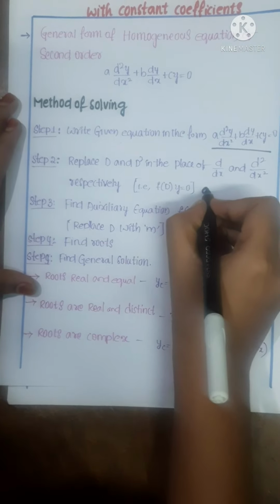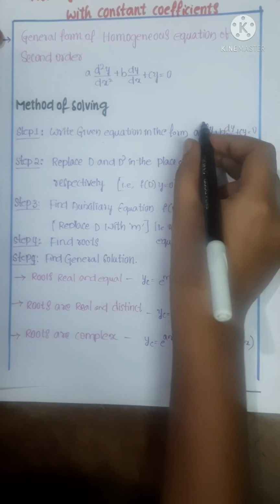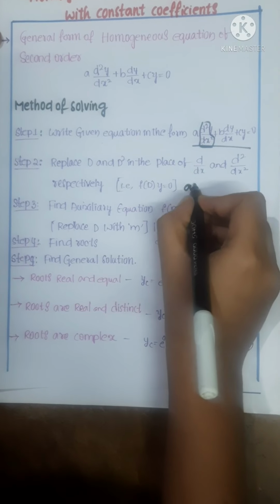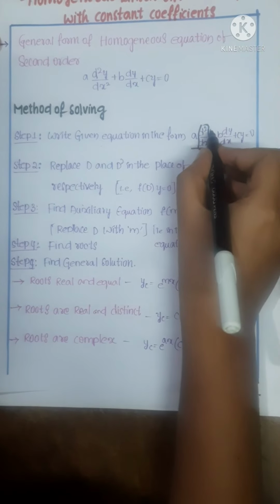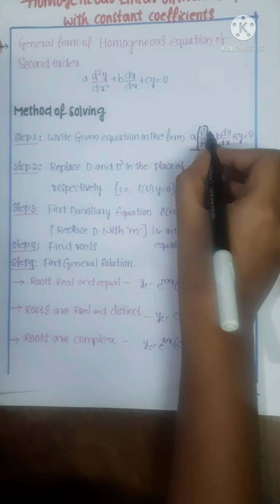Here d square by dx square, we have to replace with D square, and here we can see that the remaining is y, so we write it as it is, and plus b is as it is, and we replace the d by dx with capital D, so we write capital D, and here the remaining is y, plus c into y equals to 0. Here after replacing with D and capital D square, we can see the equation.